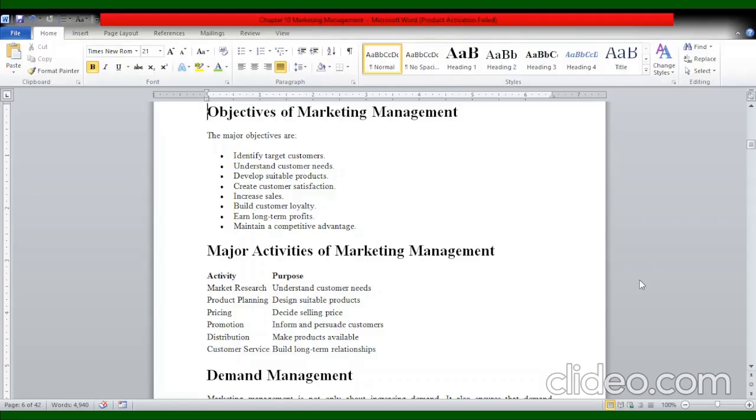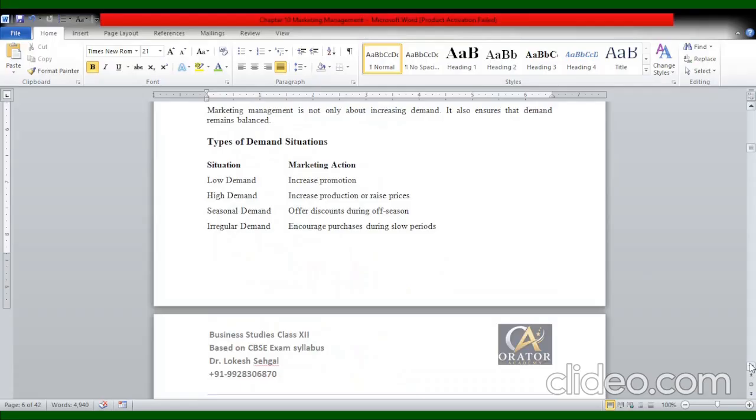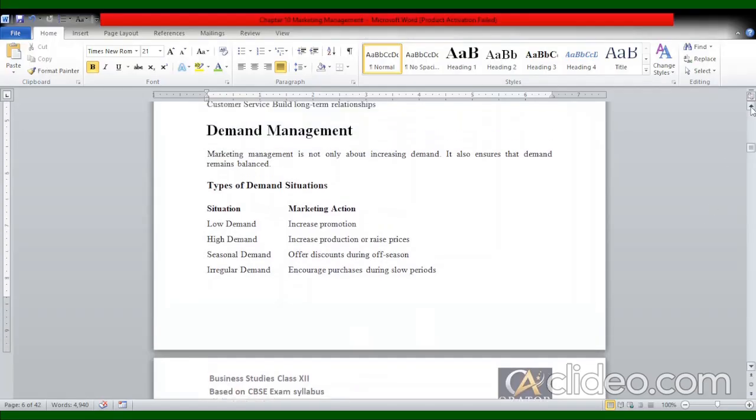So: market research, product planning, pricing, promotion, distribution, and customer service. These are the six major marketing activities you usually follow. Once your market research and idea are confirmed, you focus on product planning through that idea. Once the product is ready, you price it, promote it to tell people you have a new or updated product, distribute it, and finally provide customer service. In this way, you are following the major activities of marketing management. Now, one more important point that you usually follow is demand.